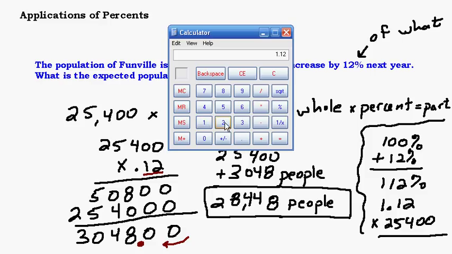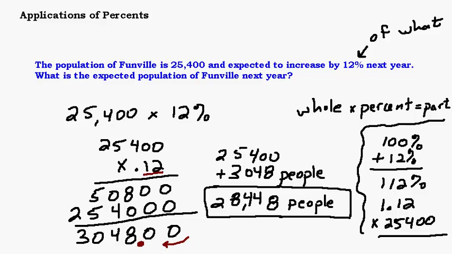1.12 times 25,400 equals 28,448 people. So again, you're adding the percent and then multiplying it by the population. That will work as well. Whatever way you like. Okay, next one.